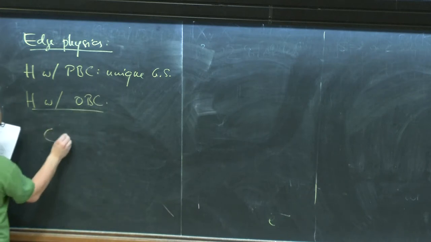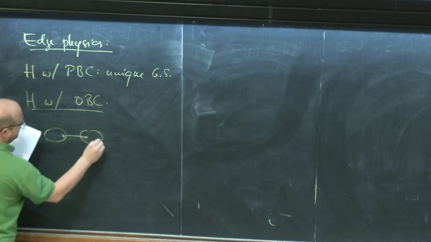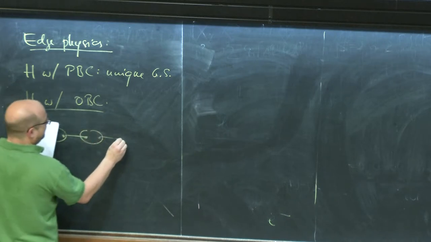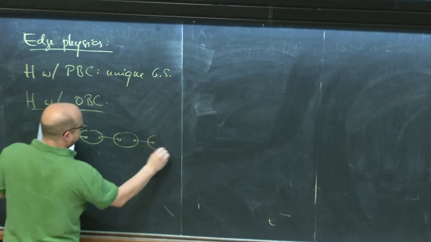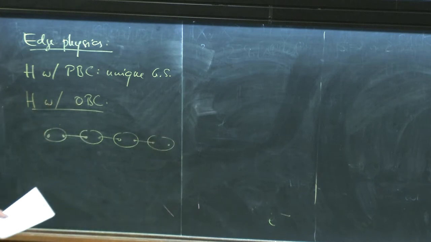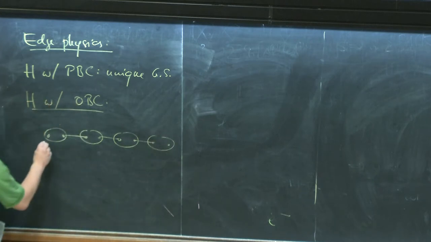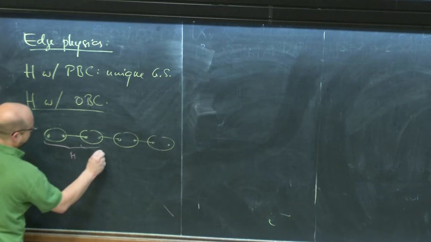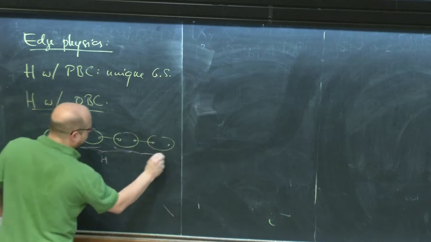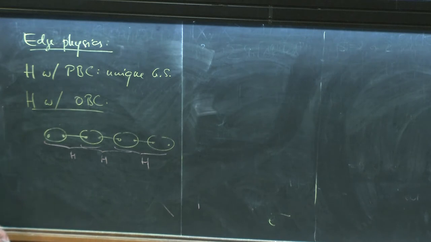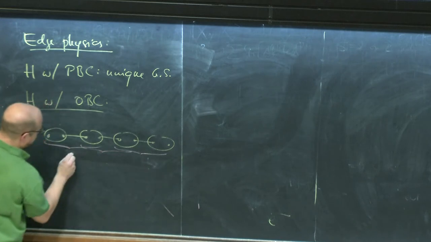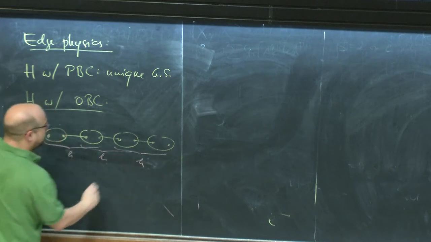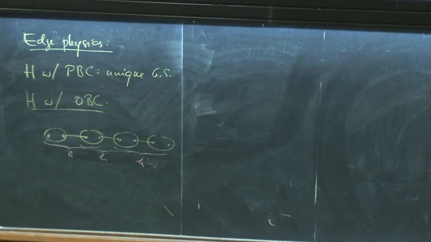and ask what happens. And what we have in this chain, if we put it in a system with open boundary conditions, is that we have Hamiltonian terms acting everywhere. So we have a Hamiltonian term acting here, and a Hamiltonian term acting here, and a Hamiltonian term, small h, acting here, but we don't have Hamiltonian terms acting on the edge.